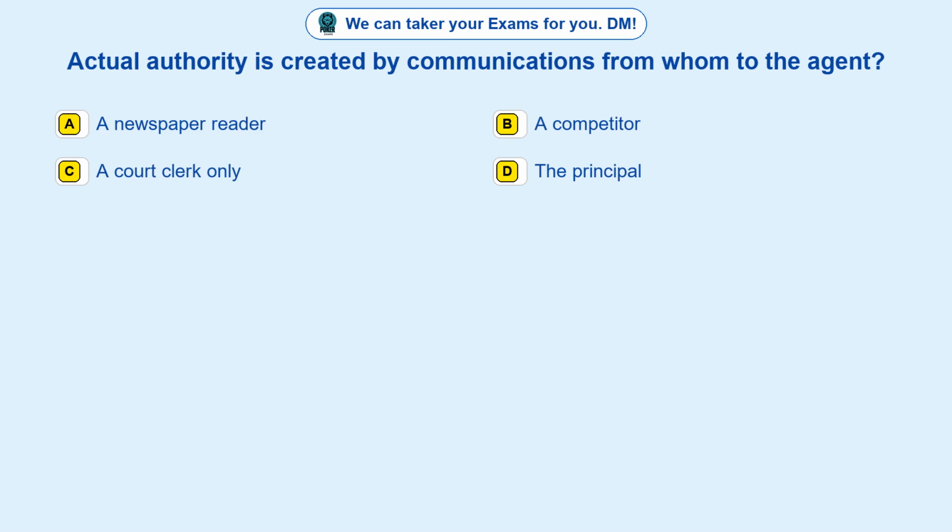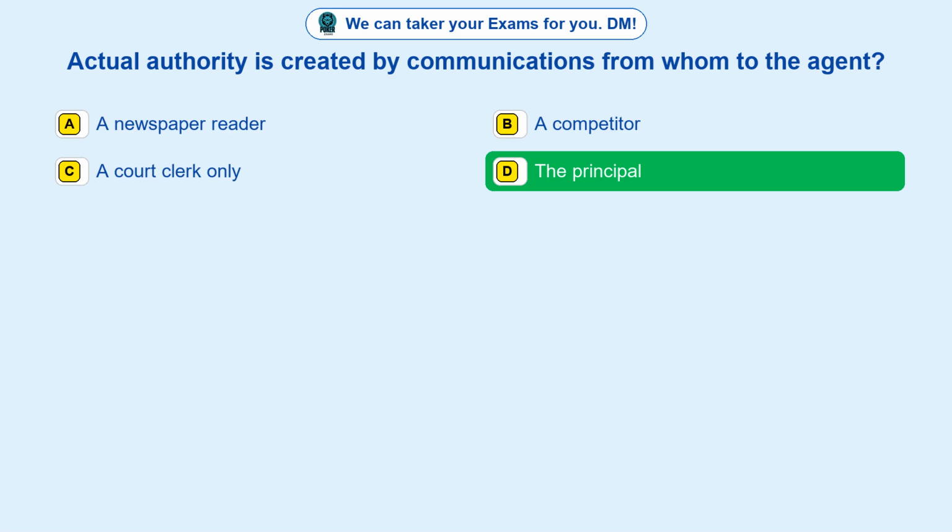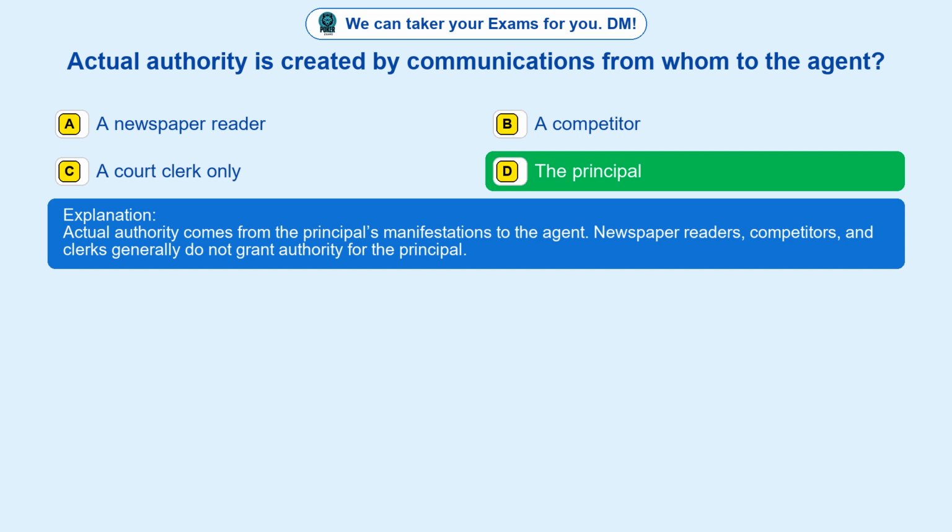Question 62. Actual authority is created by communications from whom to the agent? Option A, a newspaper reader. Option B, a competitor. Option C, a court clerk only. Option D, the principal. The correct answer is option D. The principal. Actual authority comes from the principal's manifestations to the agent. Newspaper readers, competitors, and clerks generally do not grant authority for the principal.